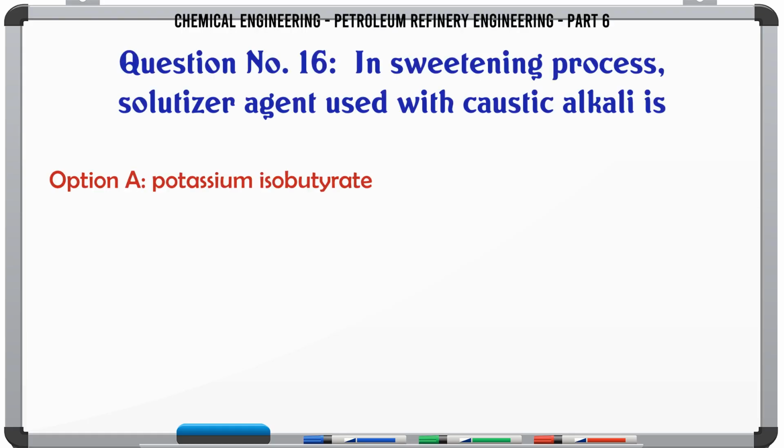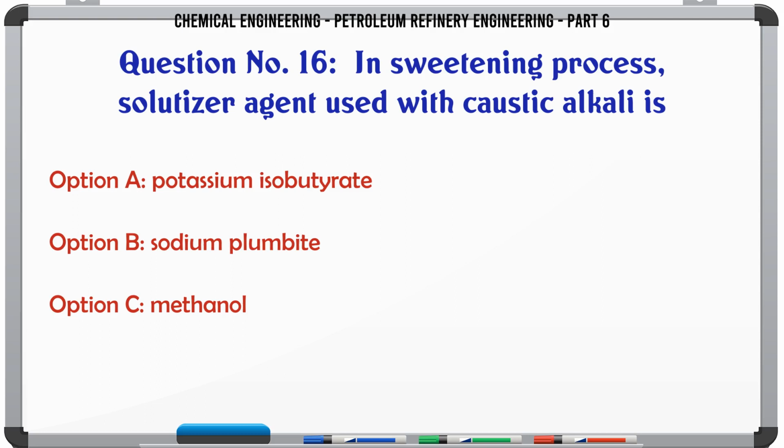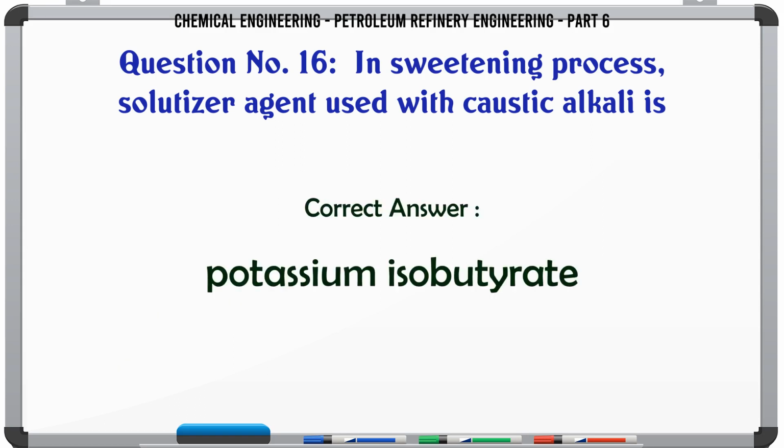In sweetening process, solutizer agent used with caustic alkali is A. Potassium iso-butyrate. B. Sodium plumbite. C. Methanol. D. Phenol. The correct answer is potassium iso-butyrate.